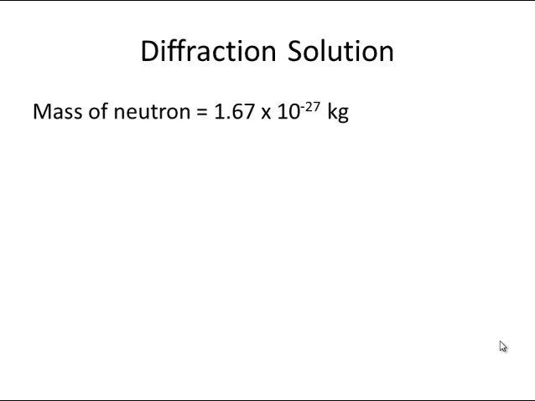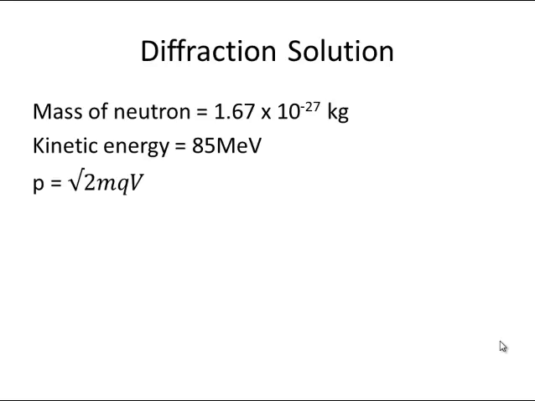If we know the mass of the neutron is 1.6 times 10 to the minus 27 kilograms, and the kinetic energy is 85 megaelectron volts, we know that the momentum is the square root of 2 times the mass times the charge times the voltage, and this comes out to a momentum in the end of 21.3 times 10 to the minus 20 kilogram meters per second. The QV here, I note, is that we already have the value in megaelectron volts. It just required a conversion rather than using the charge of the particle.